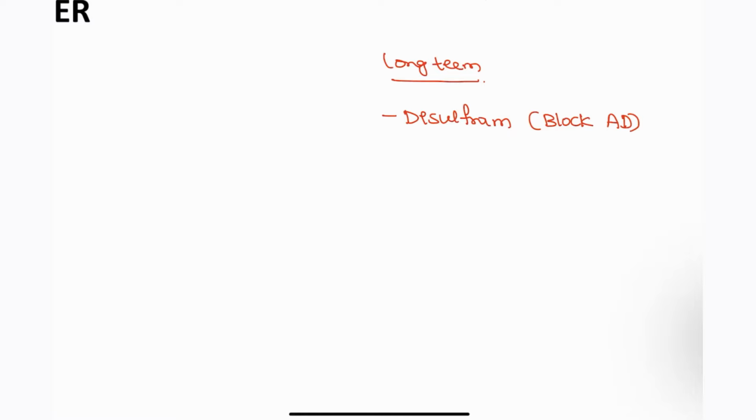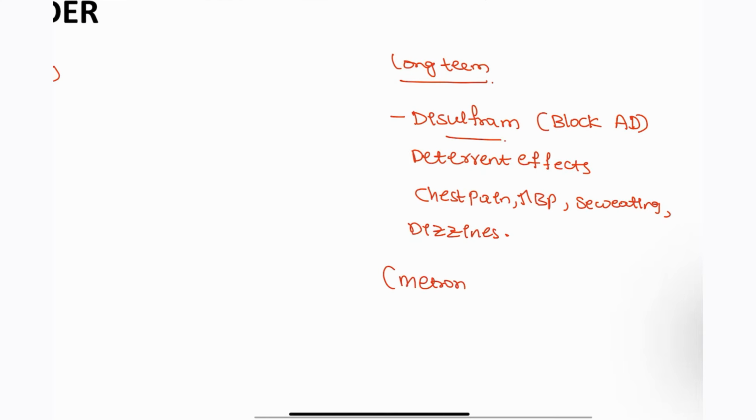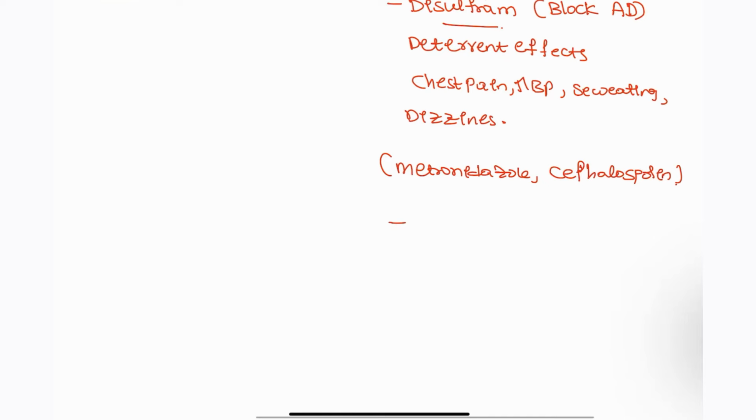So once it blocks, the patient will have deterrent effects. What do we mean by deterrent effects, guys? Basically, chest pain will be seen in this patient, increased BP, and the patient will also have sweating and dizziness. These kinds of reactions will be seen in this patient. A disulfiram-like reaction can be seen with drugs like metronidazole, and also with some of the cephalosporin drugs. At least remember this one, metronidazole. And another drug we can give is baclofen.